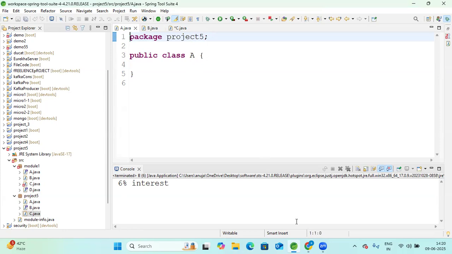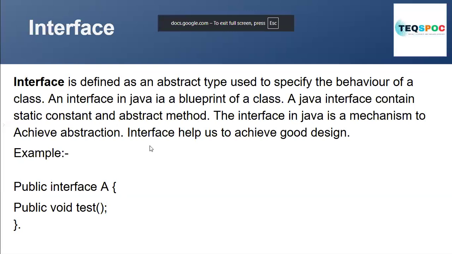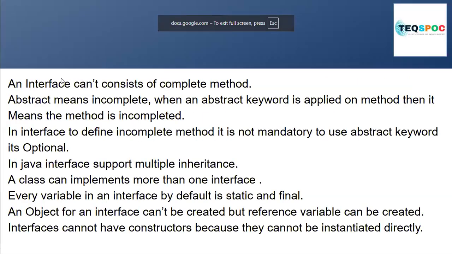Let me move to a few more points. An interface cannot consist of a complete method. This we have seen. An abstract means incomplete. When the abstract keyword is applied on a method, this means the method is incomplete. We have seen an interface defines incomplete methods. It is not mandatory to use the abstract keyword, yes, it is optional. In Java, interfaces support multiple inheritance. Yes, we have seen, a class can implement more than one interface with the help of multiple interfaces.